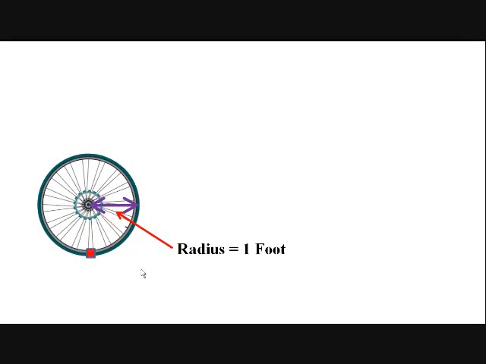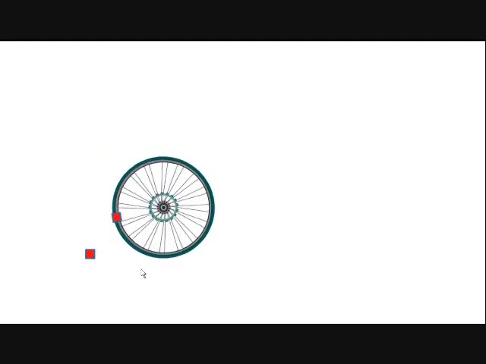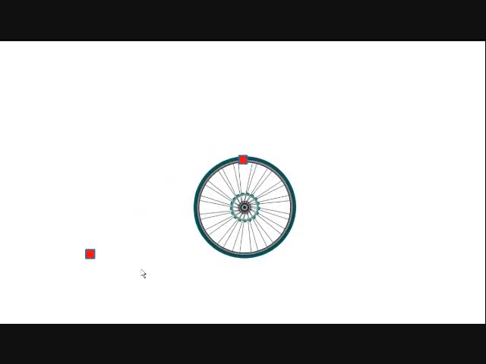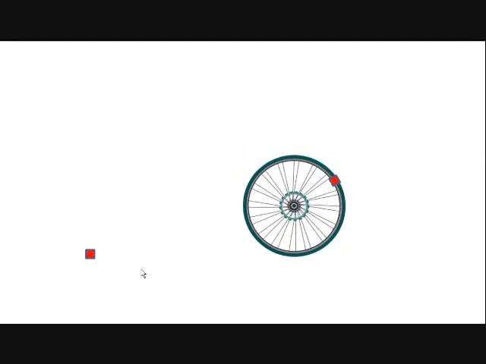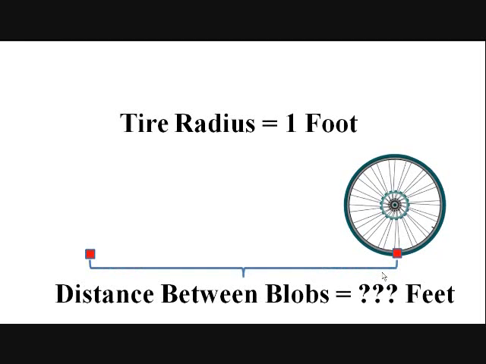So the question here is, if we rotate this bike wheel, if we move it along the ground like this, what is the distance between the 2 paint blobs that we get? And keep in mind that the entire circumference of the bike wheel is making contact with the ground as we rotate it from this point over here to this point over here. So again, we have a radius of 1 foot. That's the distance from the center to the outside of the circle. And what we want to know is what is the distance between these 2 paint blobs. So pause and ponder on that.